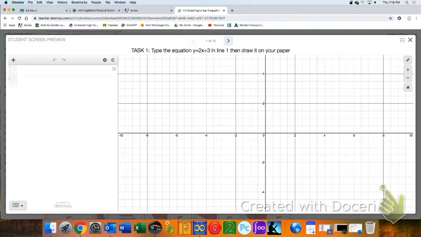Okay. So the first task, what does it say to do? It says in line 1 of the calculator, type what? You'll notice the equation is up here at the top of the screen. It's also on your paper, 2 different places. What does it say? Type y equals 2x plus 3.